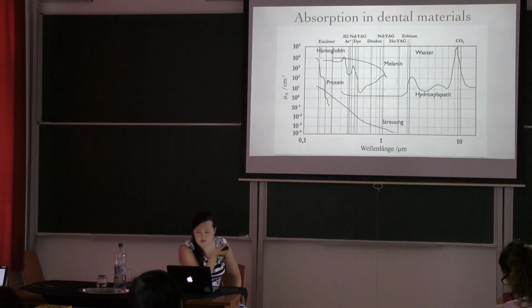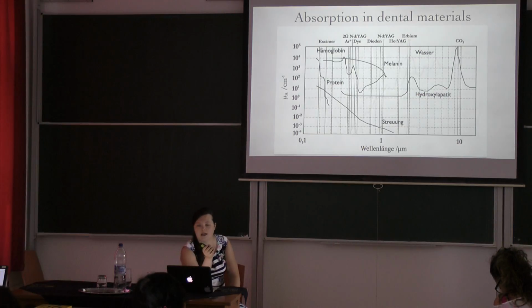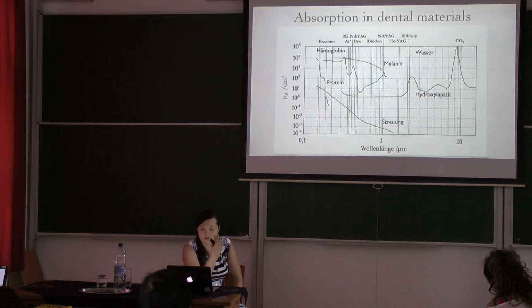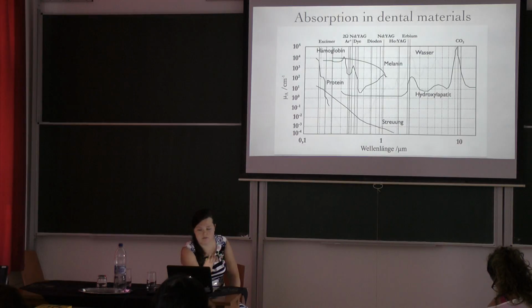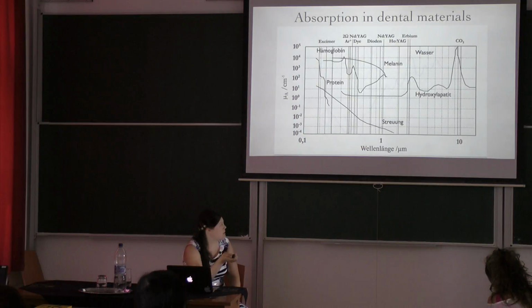So whenever you want to treat a tissue, you have to check this absorption curve. This is the most important thing ever. And if you want to treat a tissue, for example, the gingiva, which contains melanin and hemoglobin and water, then mostly you would choose a diode laser, because that absorbs in melanin, hemoglobin and water, so it can be cut with it and treated with it.